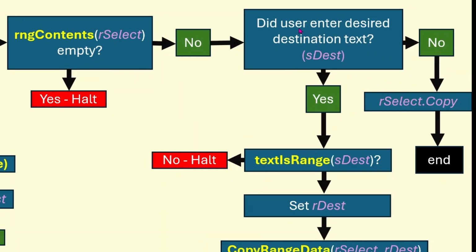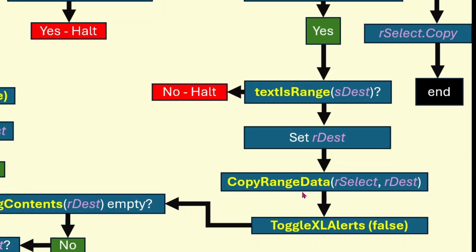Now then, we check, did the user enter a desired destination text, which is string destination? If there was no destination present, then we just do an rselect copy and we halt the program there. If there was a destination, we have to check whether that's a legitimate range, so we use textIsRange. If that was not a legitimate range, we halt. If it was, we set rdest. Now we pass both rSelect and rDest to copy range data, which is a subroutine.